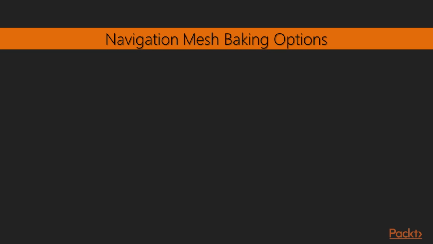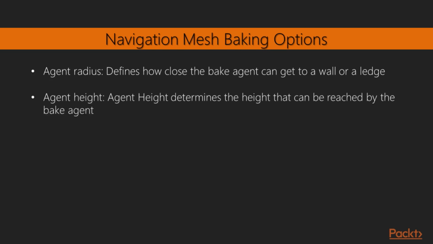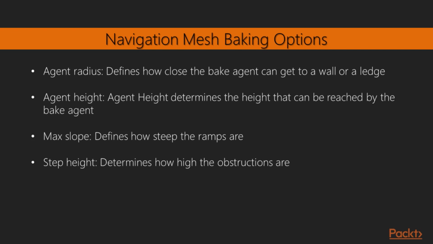These are the options for navigation mesh baking. Agent radius. This option defines how close the bake agent can get to a wall or a ledge. Agent height. Agent height determines the height that can be reached by the bake agent. Max slope. This defines how steep the ramps are that the bake agent can walk up. Step height. This determines how high the obstructions are that the bake agent can step on.